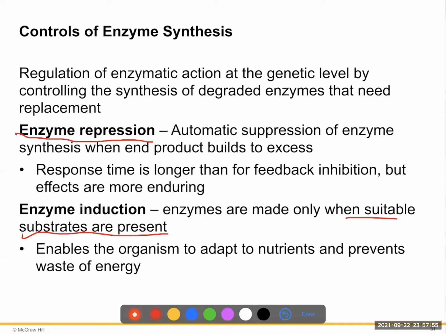These two systems create an adaptation for nutrients and prevent the waste of energy. So when you don't have the substrate present, you're not making the enzyme. When too much of the product is there, you stop making the enzyme. Okay? It helps you to prevent wasting materials and wasting energy in the body.